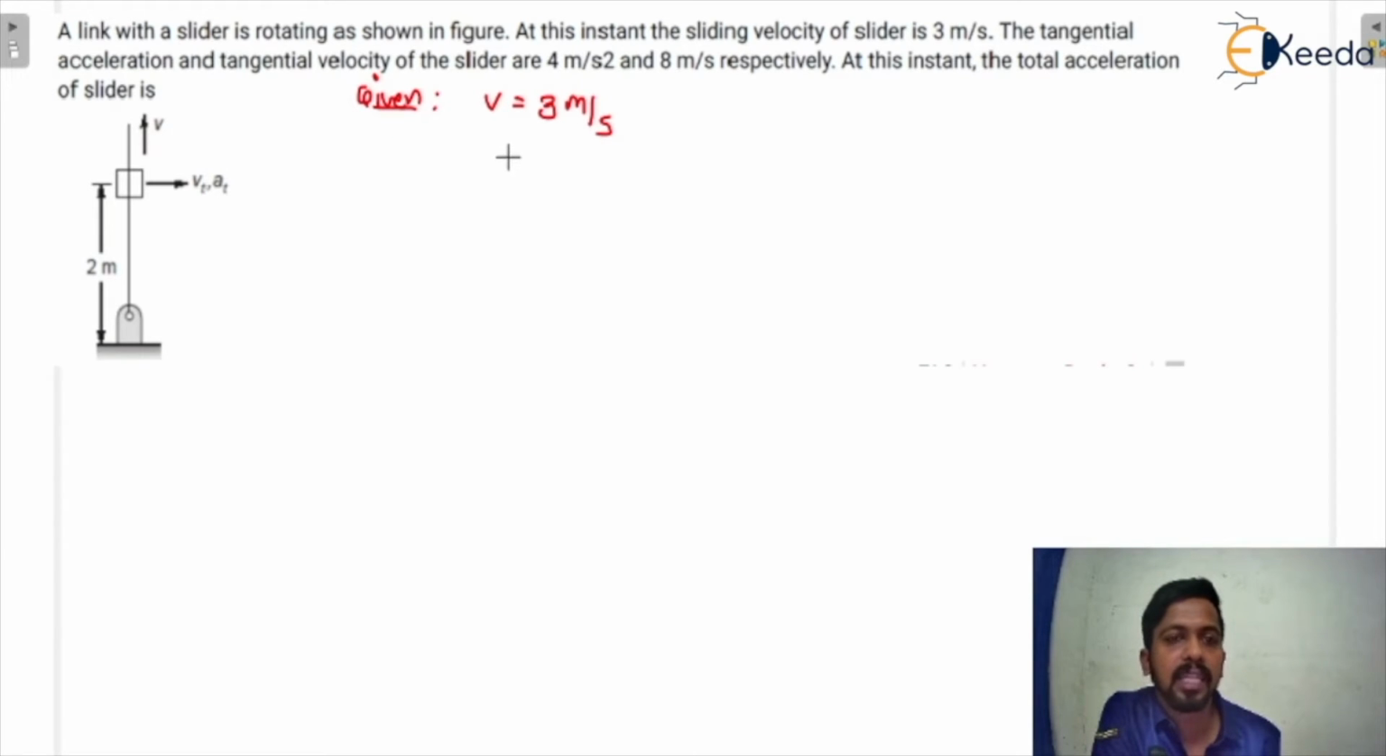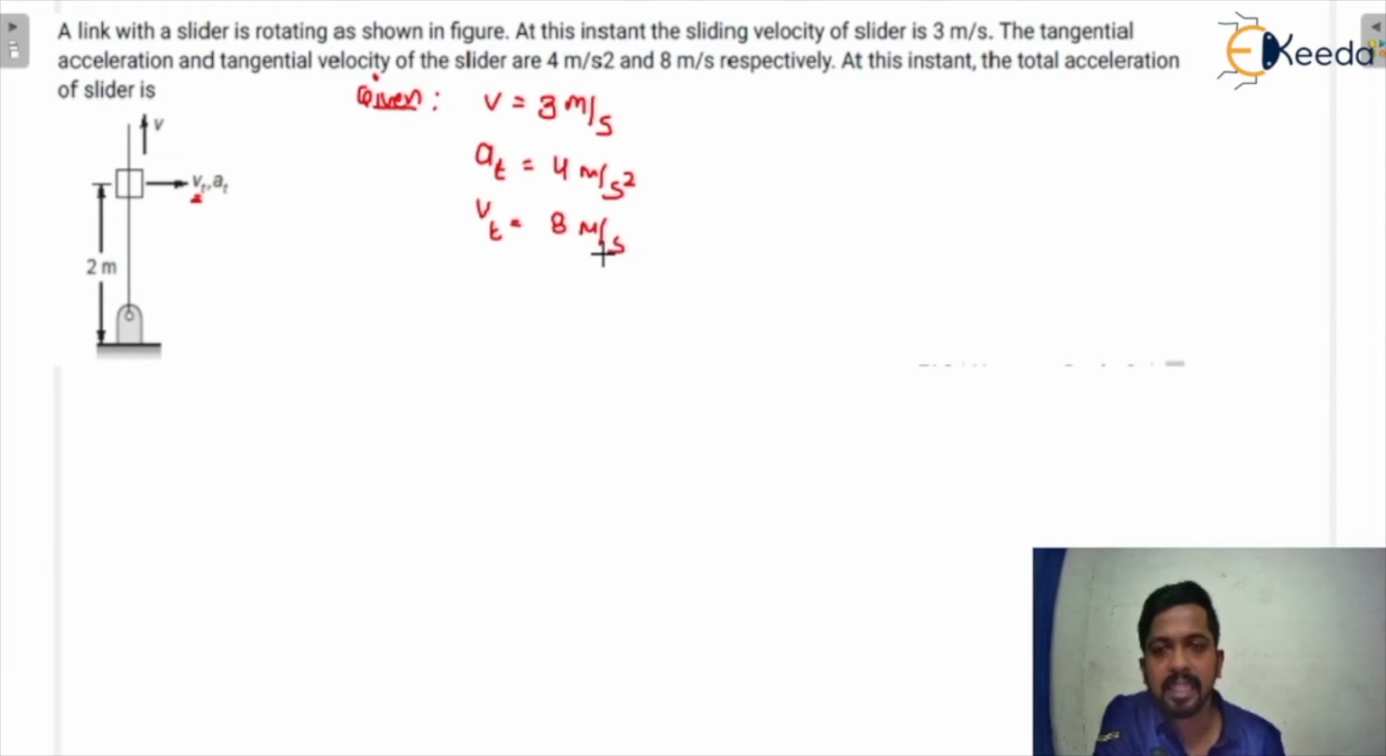Tangential acceleration and tangential velocity: directly tangential acceleration is given. That makes the question a little bit simple. That is 4 meter per second square, that is the tangential acceleration. And what is given in the question, the tangential velocity of the slider, denoted as Vt, is equal to 8 meter per second.